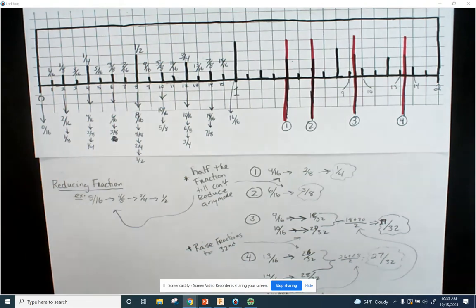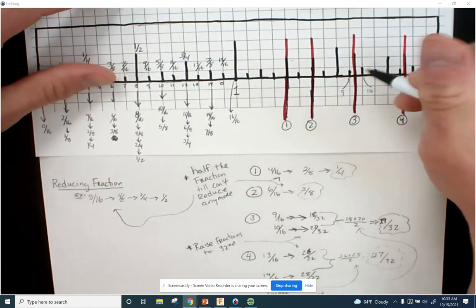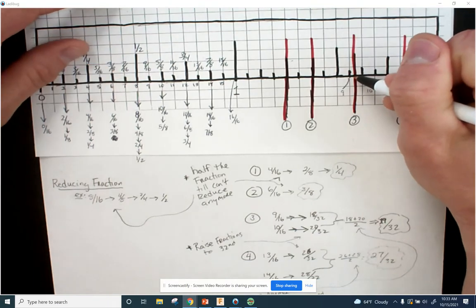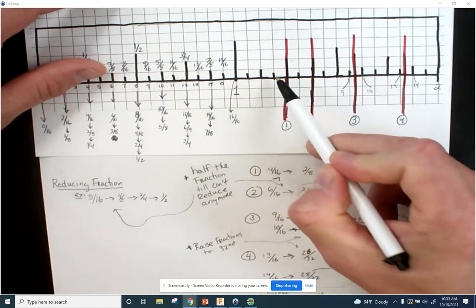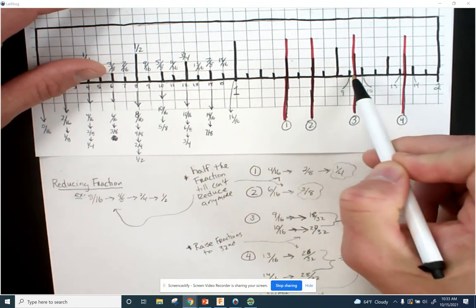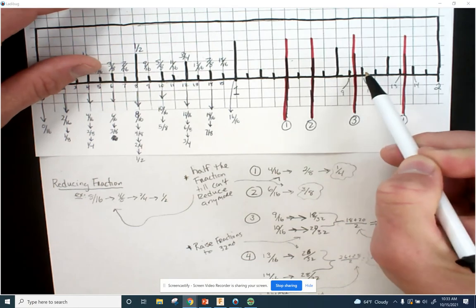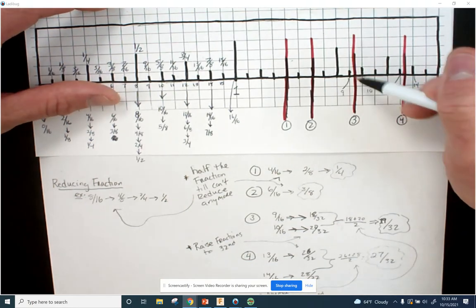Okay. Leaving off, we have number 3 and number 4 here. So number 3 is a line that falls in between tick marks. Okay. And I want to go 1, 2, 3, 4, 5, 6, 7, 8. That's 1/2, 8/16. So this is 9/16. Then this is 10/16. So the measurement falls in between these.